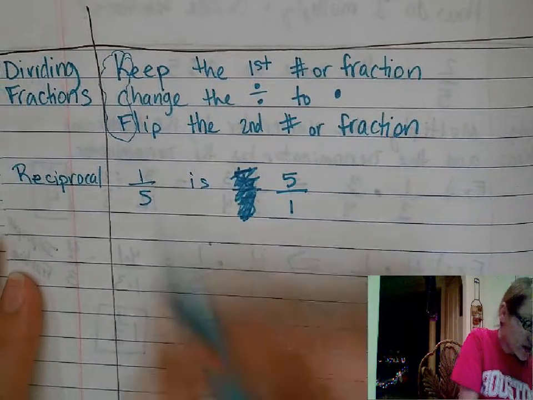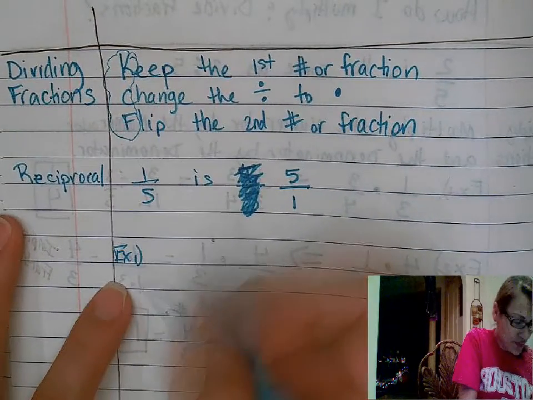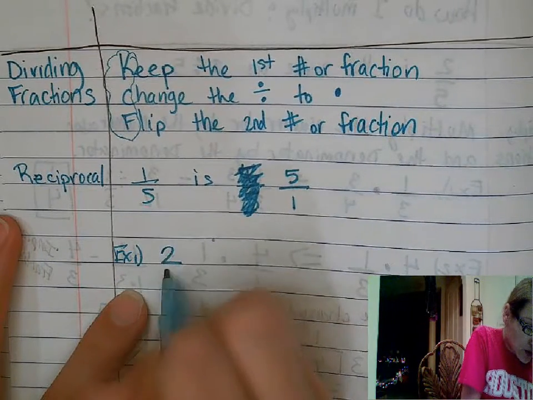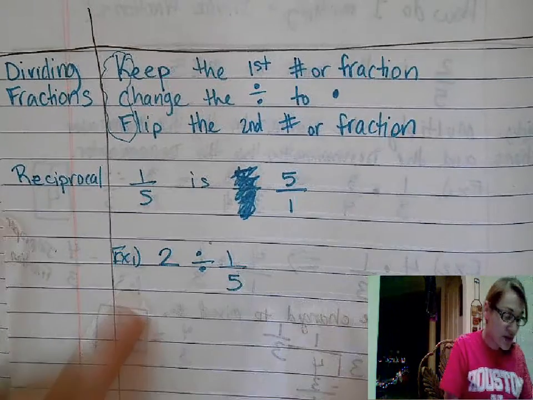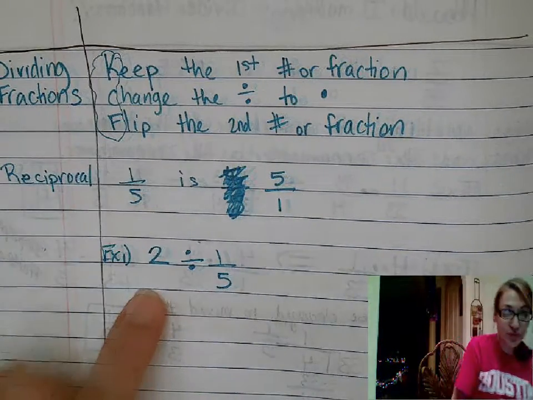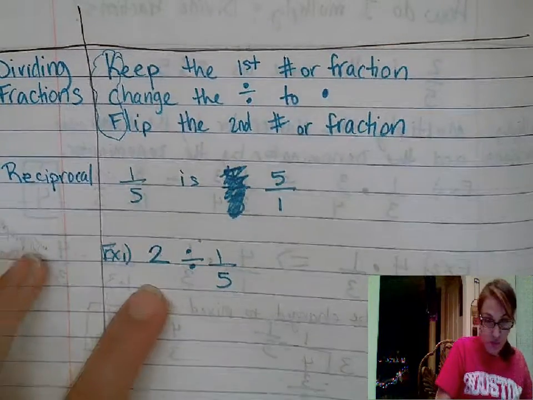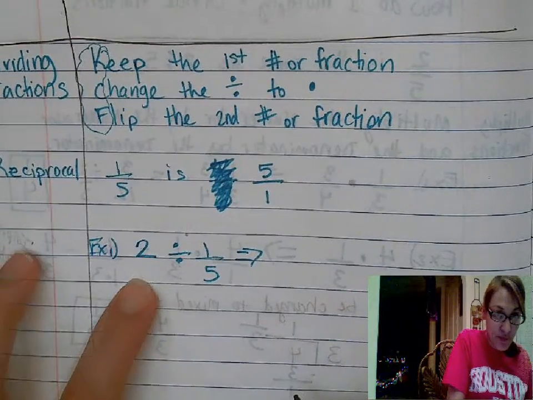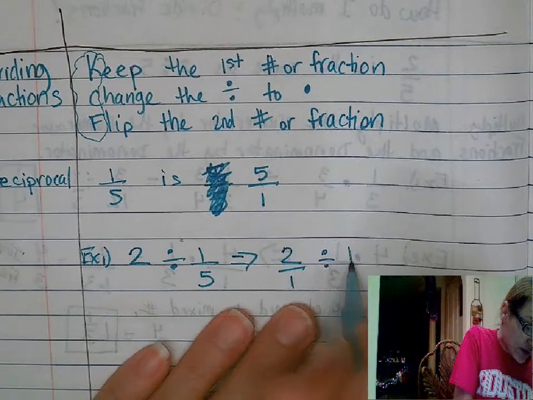Alright, so let's look at an example. Let's say 2 divided by 1/5. Remember, when we were multiplying, we looked at one where you had a whole number. How do I make this whole number look like a fraction? Well, first I have to put a 1 underneath it, right? So 2 over 1 divided by 1/5.